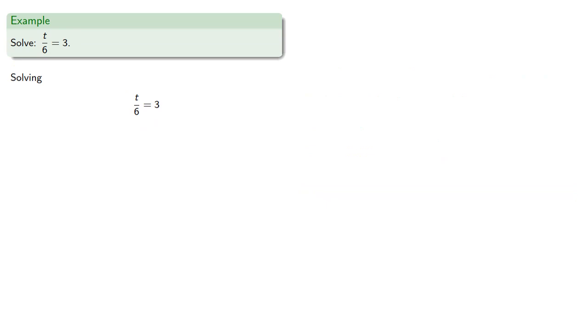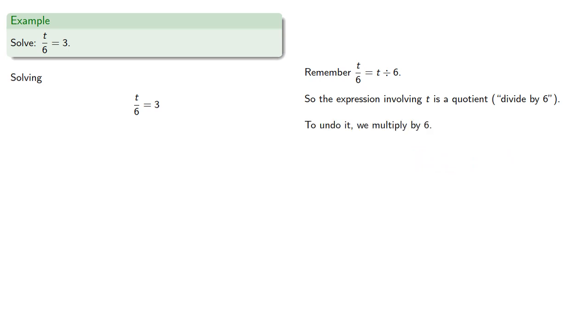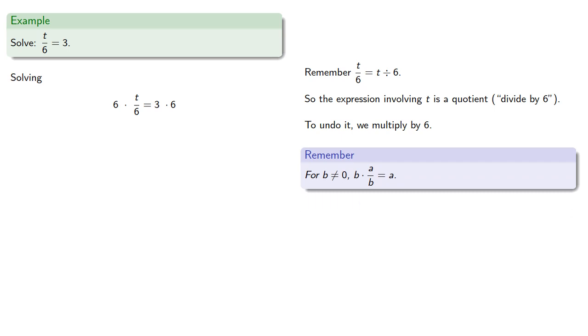It's helpful to keep in mind that equivalence between a fraction and a division. So if we want to solve t sixths equals 3, remember, t sixths is the same as t divided by 6, and so the expression involving t is a quotient, divide by 6. So to undo a divide by, we multiply by 6. Now, to simplify this, remember that if we multiply any fraction by its denominator, then we can remove the common factors and simply end up with the numerator.